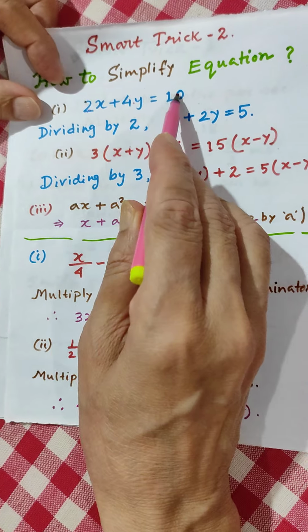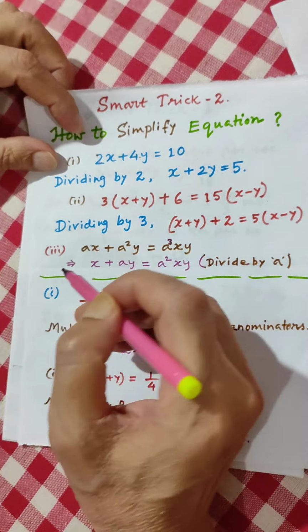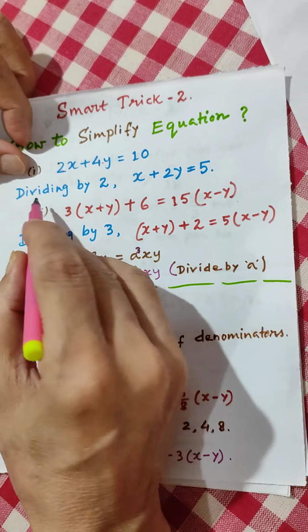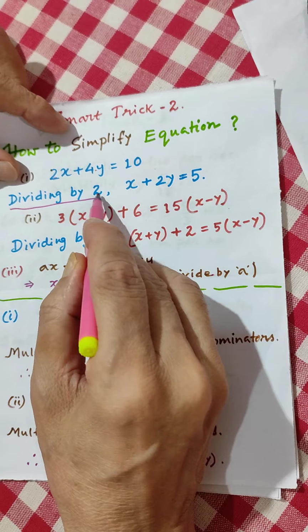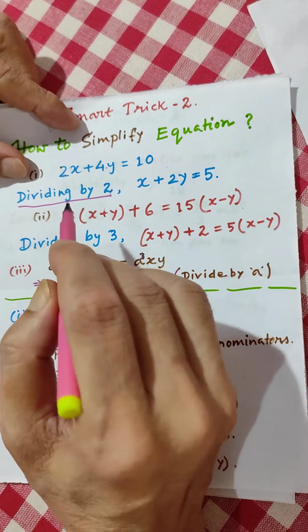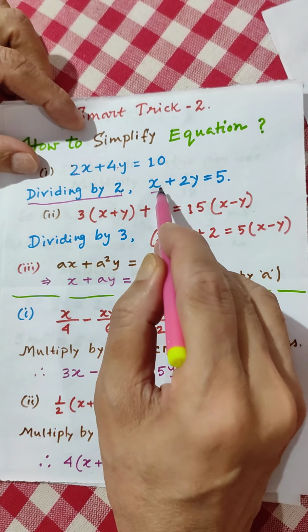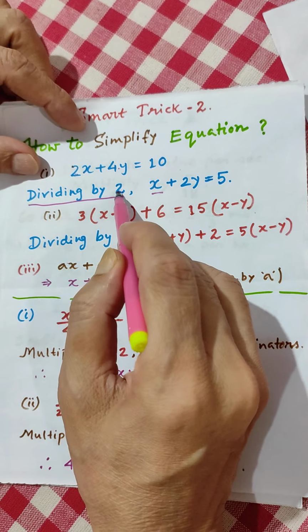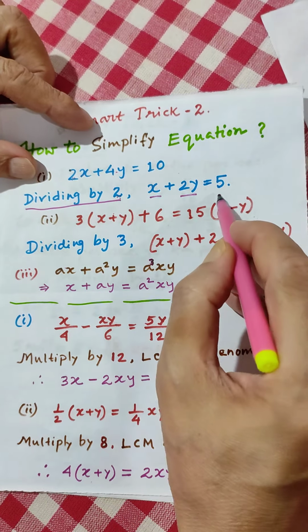2, 4 and 10. These 3 numbers have a common factor 2. Therefore, we divide by 2. So 2x divided by 2, 4y divided by 2 and 10 divided by 2. Now 2x divided by 2 will be what? x. 4y divided by 2 will be 2y. That is equal to 10 divided by 2, 5.